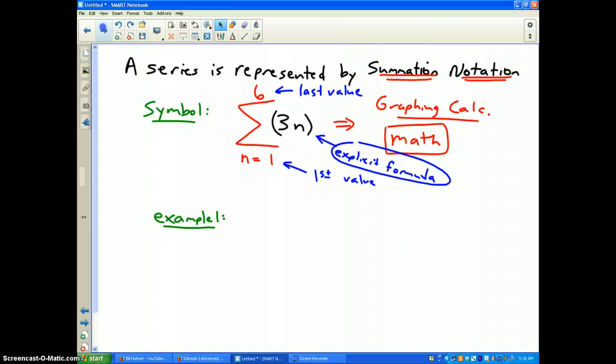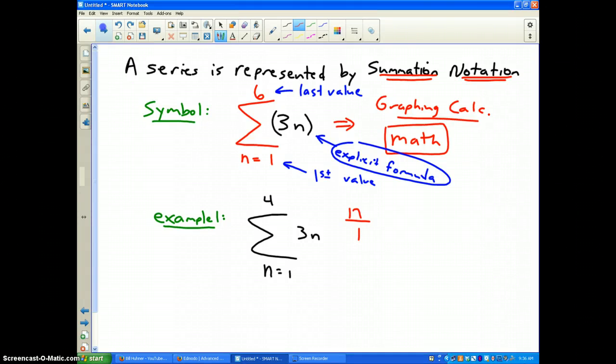For example, let's say I had the summation notation from n equals 1 to 4 of 3n. Well, how do you evaluate that? Well, the first value of n is 1. And I'm going to write over here a sub n. We'll call this a sub n. So, if I put 1 in for n, the first number in our sequence is 3.